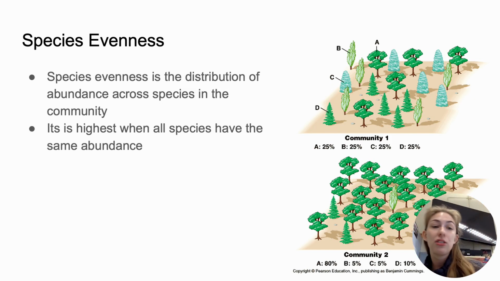Species evenness has to do with distribution, right? How many of the species are located in that area? In this bottom picture, it's primarily one species that's taken over, versus on this top one, we have a lot of species variation, lots of different types in abundance, okay? So species evenness is going to be the highest when all species have the same abundance.